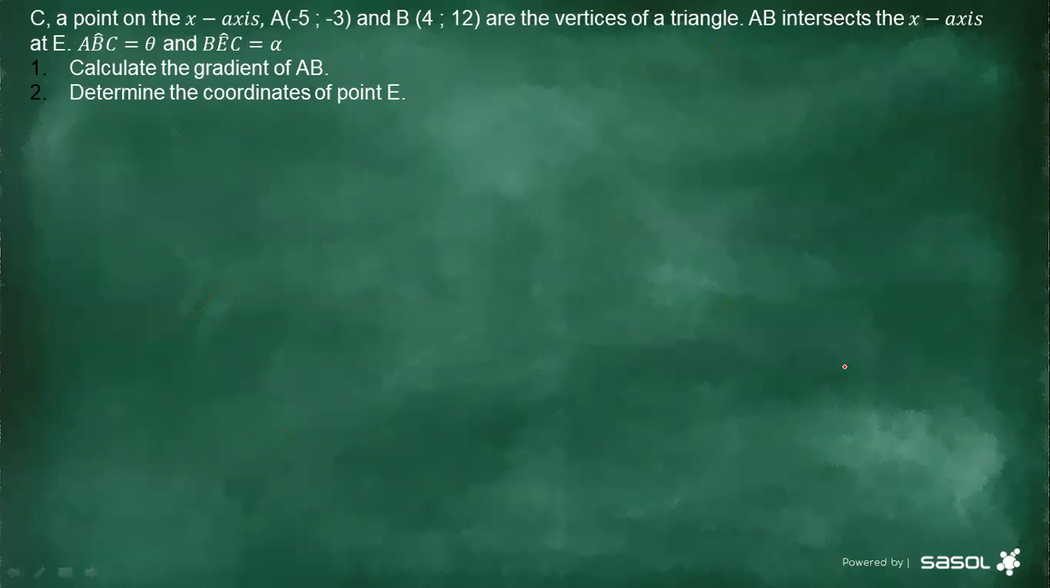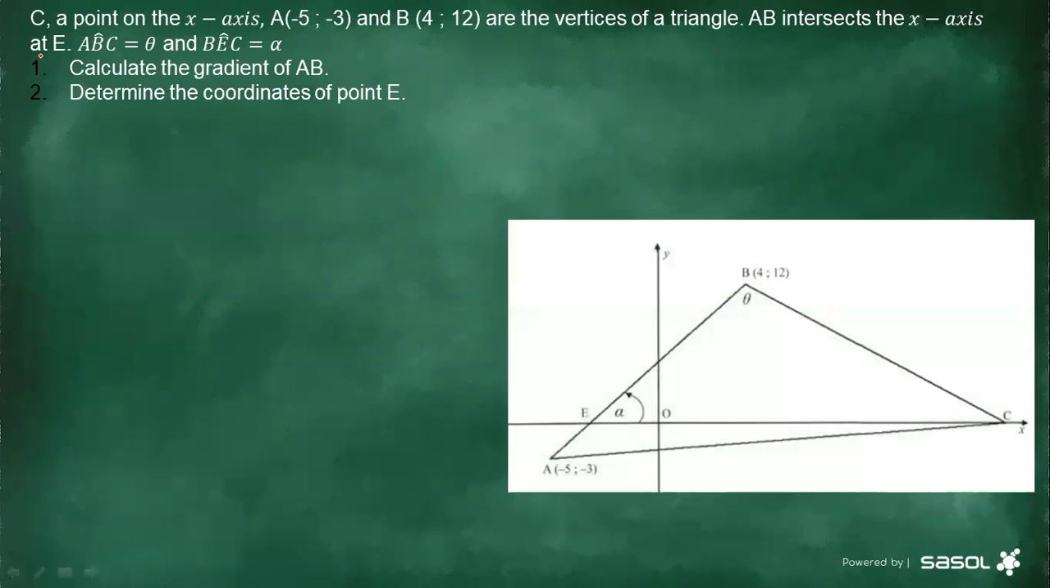All right, let's see what we are going to be calculating in this one. C is a point of x-intercept. A is (-5; -3) and B is (4; 12), the vertices of the triangle. AB intersects the x-axis at E. Angle BCE equals theta and angle BEC equals alpha. Calculate the gradient of AB.